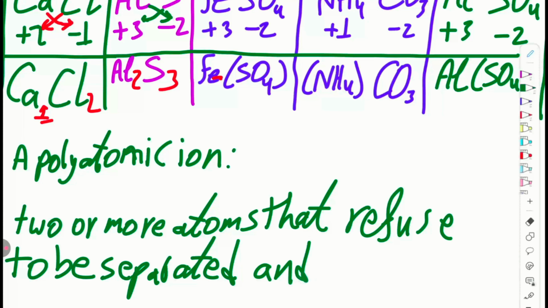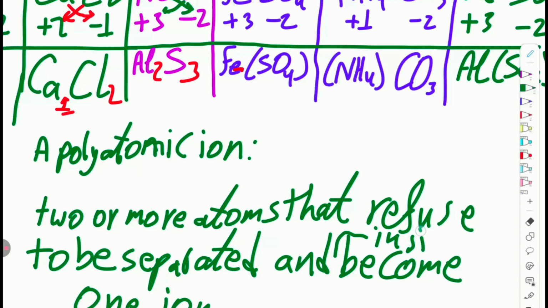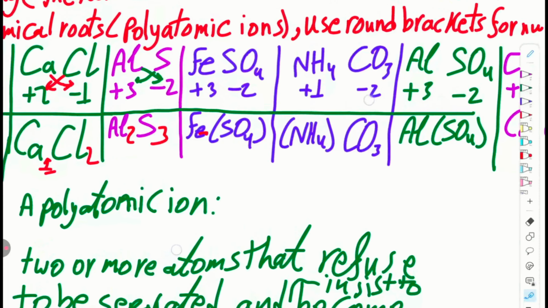and become one ion. And let's say insist to be one or to become one ion. So this here, my friend, this SO4 is 5 atoms, 1 sulfur and 4 oxygen, but we deal with them as they are like 1 Cl.